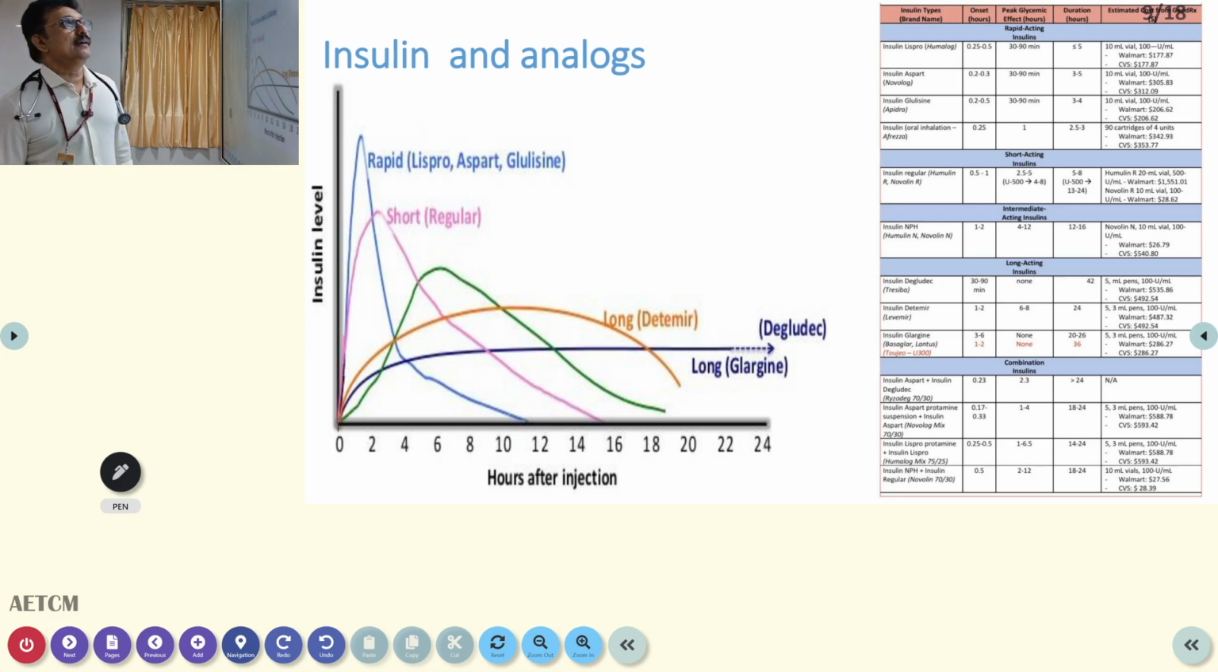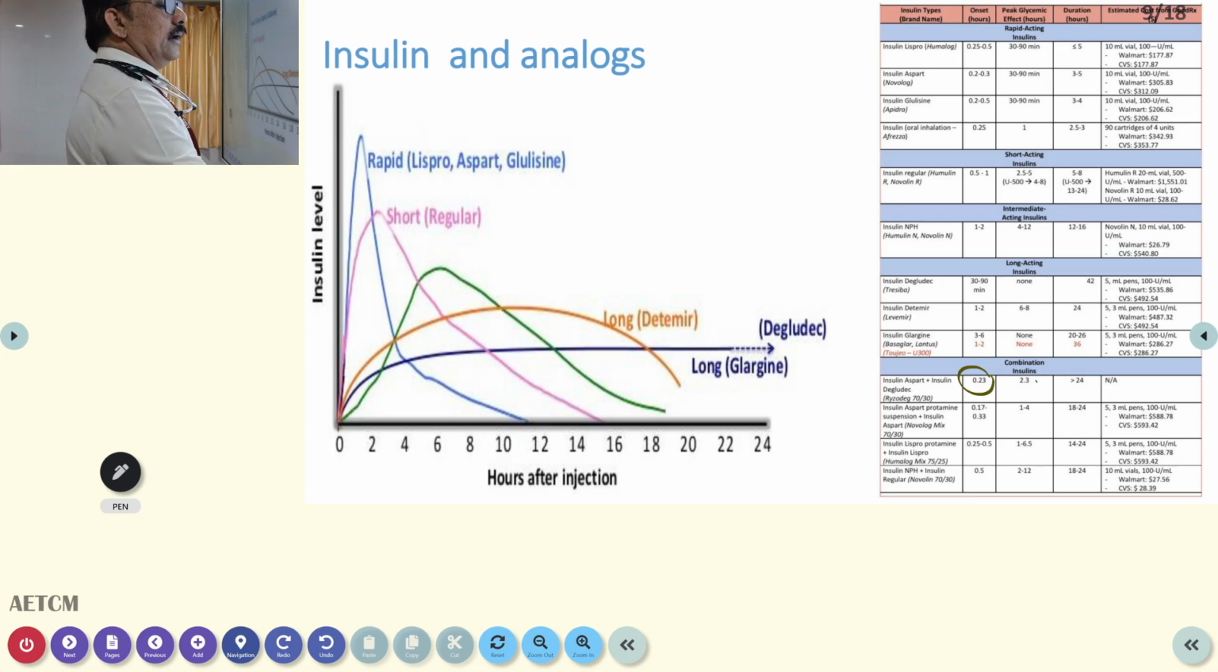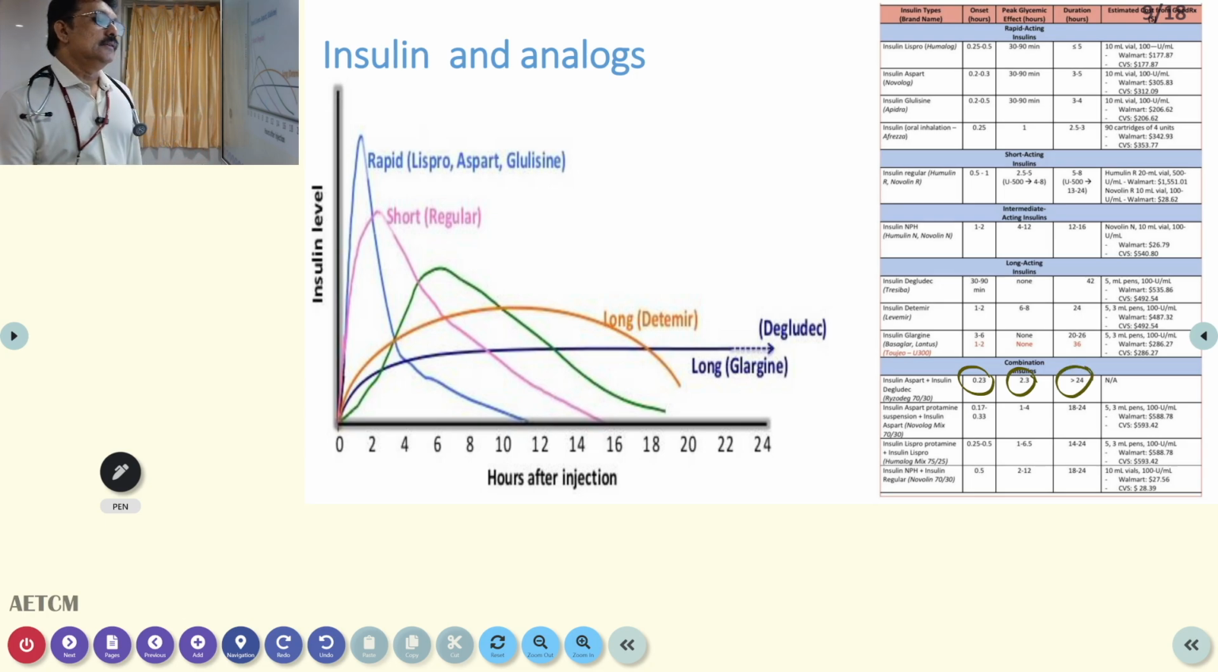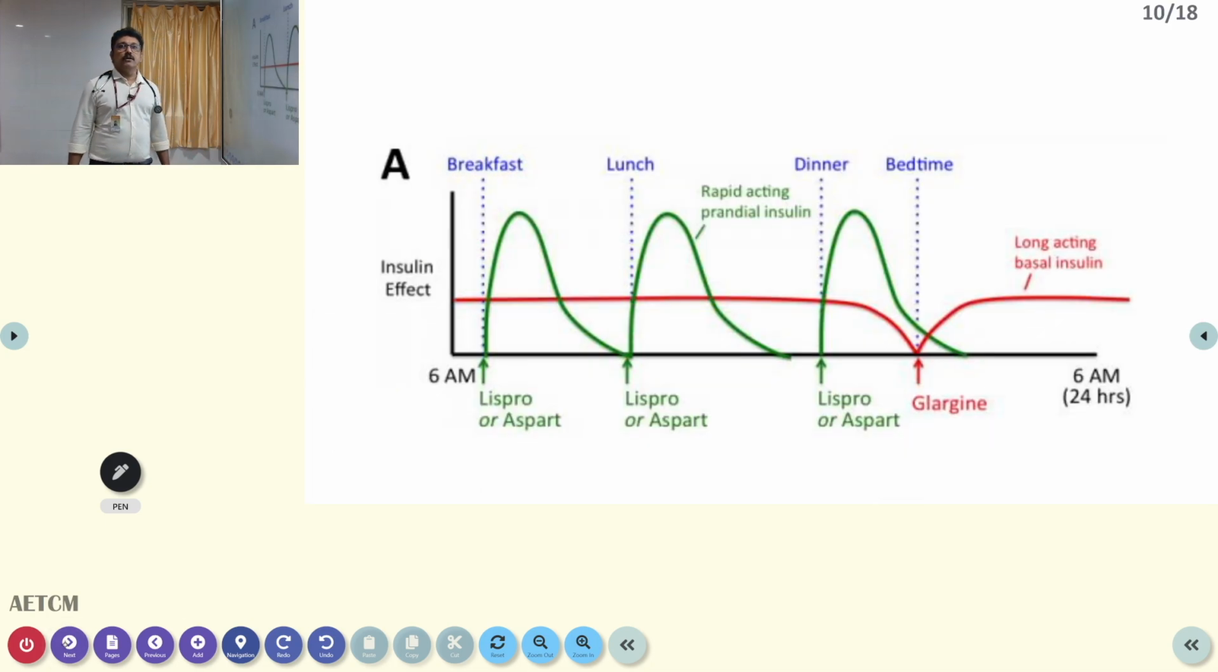You can see here the degludec onset of action, which was not shown in the previous chart. It is 0.25 hours, so 15 minutes it can start. Peak action is 2 to 3 hours, and the duration of action is more than 24 hours. That is the advantage. The duration of action is more than all other insulins.